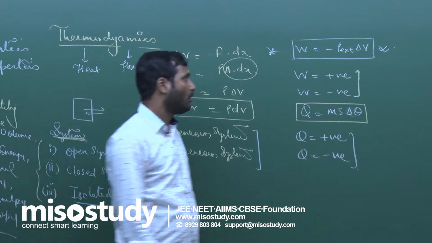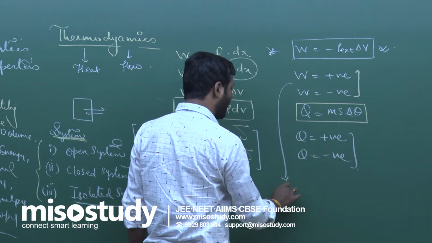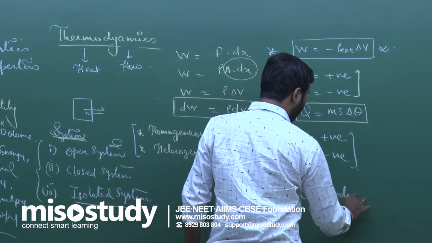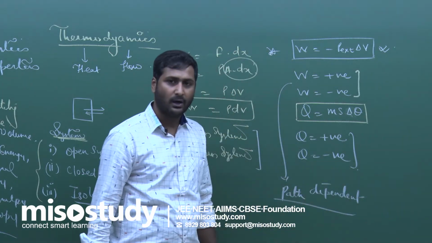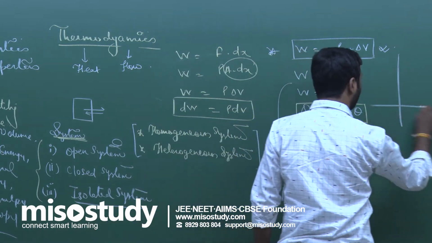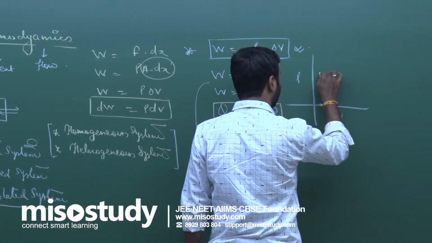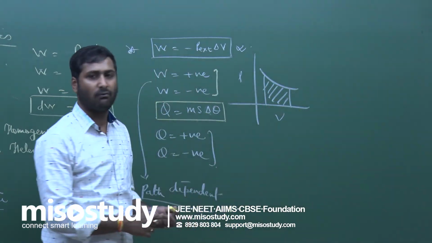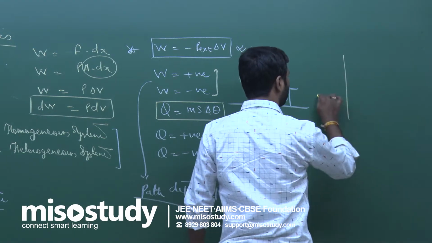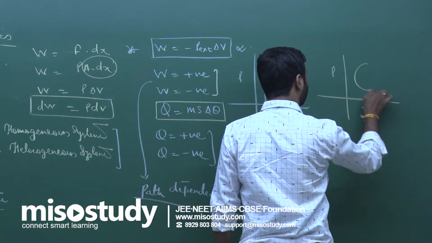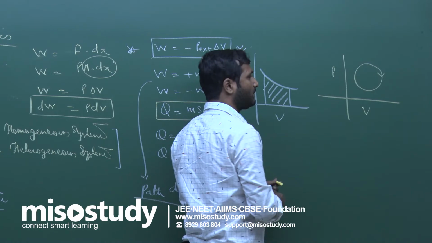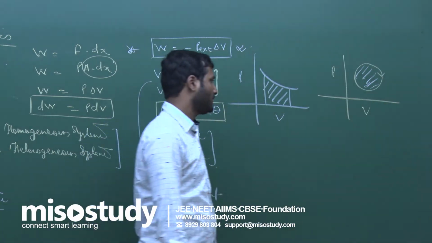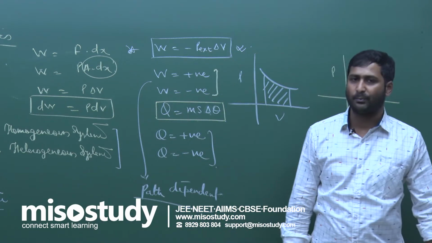Clear? Yes. Now, work is a path dependent function. Path dependent means the area under the graph gives you the work done. For example, suppose this is a PV graph, and the area under the curve gives you the work done. This is the area, the work done. Clear to you? Yes. Work done may be positive or negative depending upon the situation.